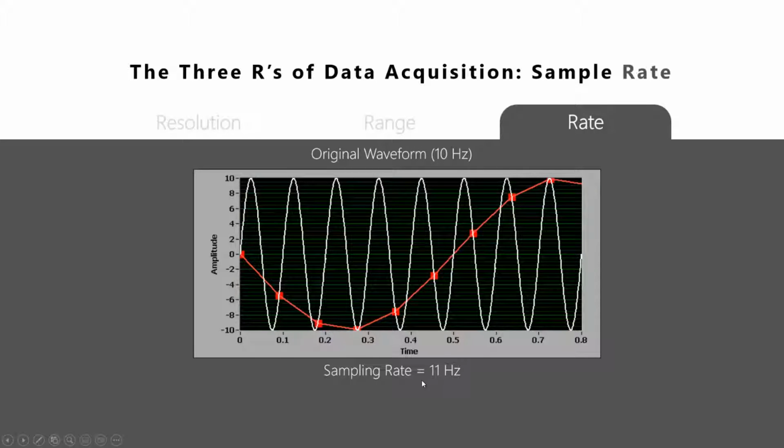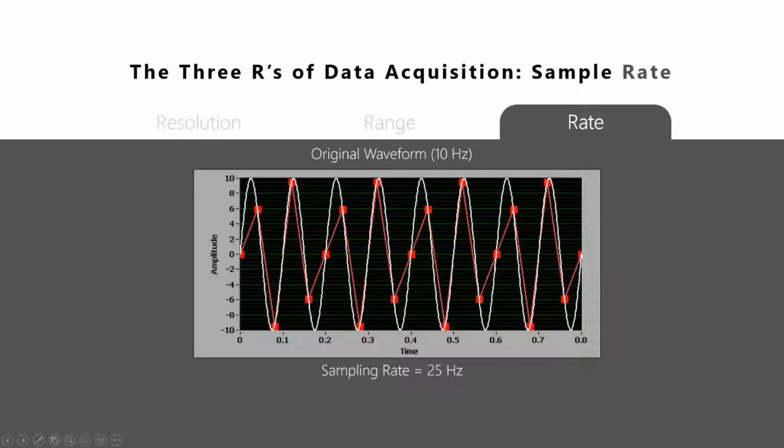Right now, my sampling rate is 11 hertz, but my original waveform is 10 hertz. Am I representing my signal correctly? The answer is no, right? Now I'm sampling at 25 hertz. This is almost 2 times my original waveform.